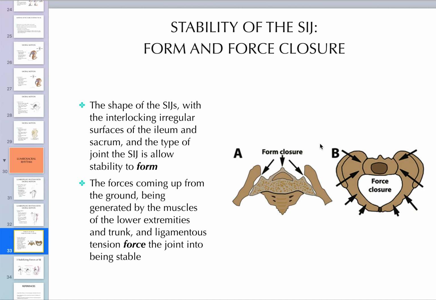A second type of stability that we have is from the forces coming up from the ground, being generated by the muscles of the lower extremities and the trunk, and ligamentous tension forcing the joint into being stable. So all the muscles and all the ligaments that run from the ilium to the sacrum or from the sacrum to the ilium will create force closure. The force of the muscles and the ligaments creating the forceful closure of the joint will provide extensive ligamentous support to the sacroiliac joint.